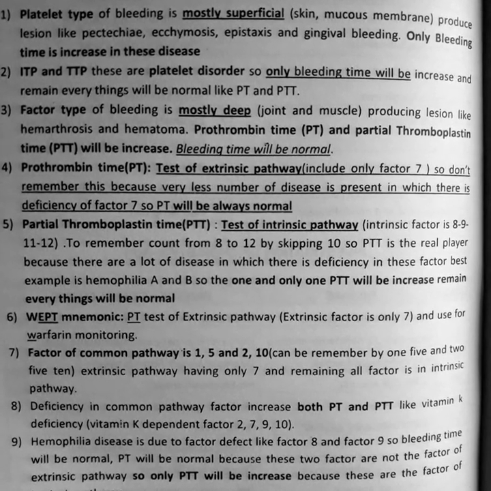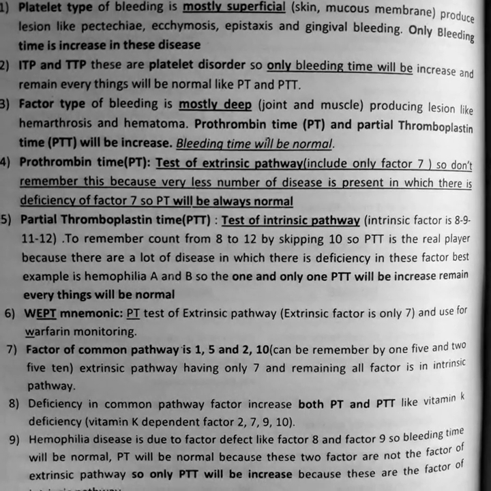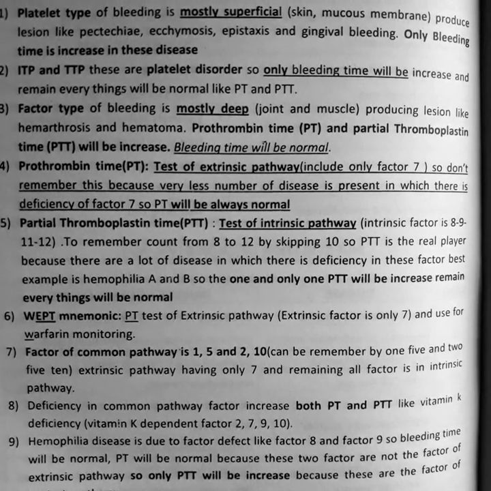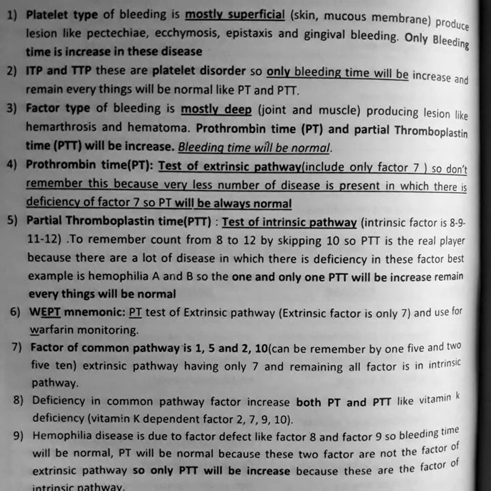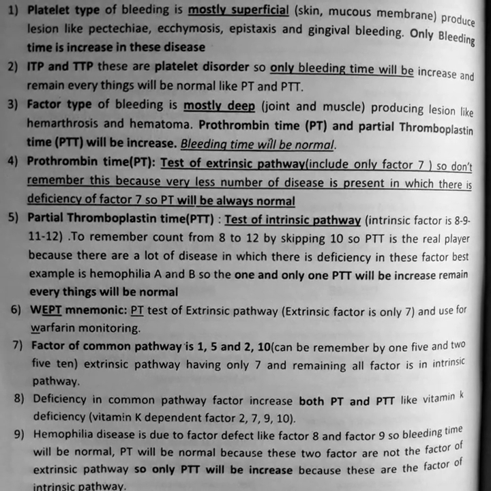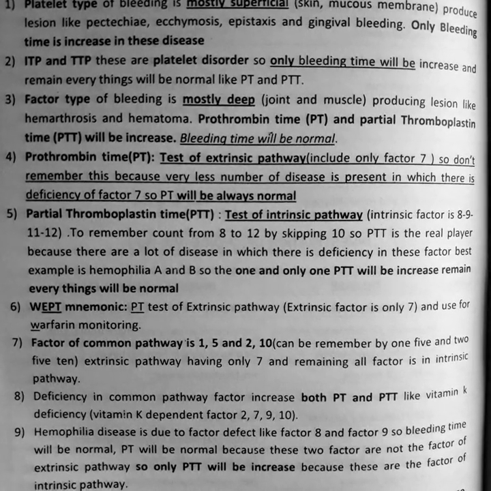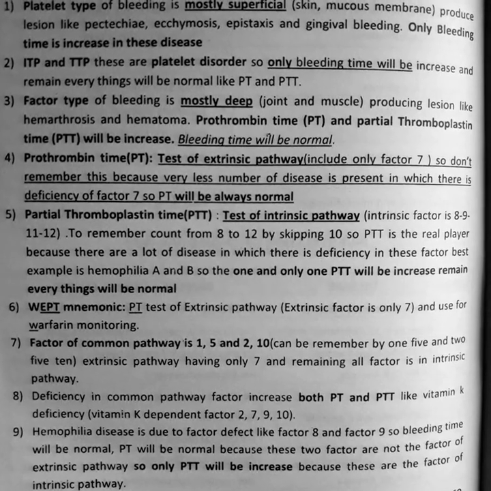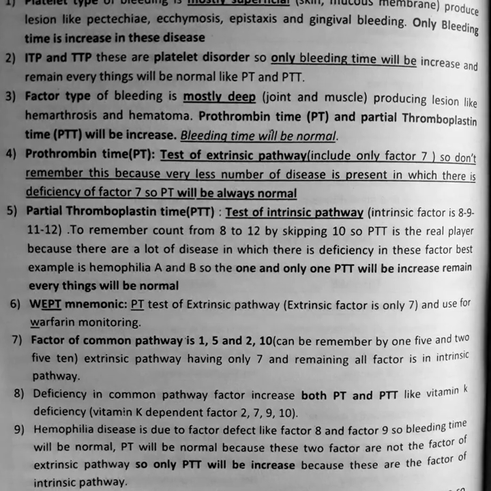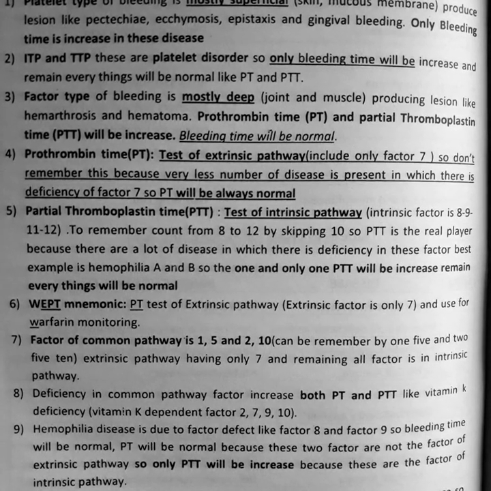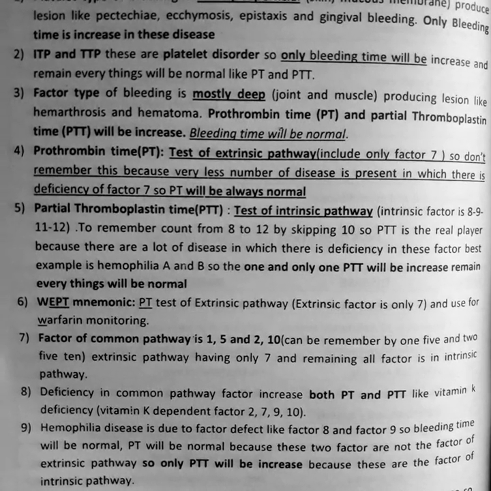like PT and PTT. Factor type of bleeding is mostly deep, in joints and muscles, producing lesions like hemarthrosis and hematoma. Prothrombin time and partial thromboplastin time will be increased. Bleeding time will remain normal. Prothrombin time tests the extrinsic pathway, which includes only factor 7. Don't worry about remembering this, because very few diseases involve a deficiency of factor 7, so PT will almost always be normal.